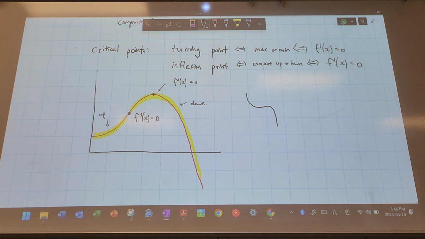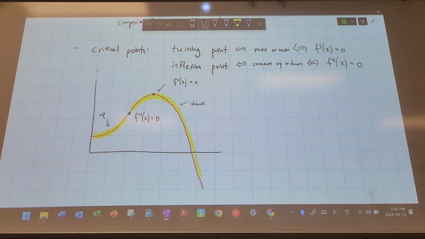Like a sine function, or a cosine function. Sine functions have no inflection points. Never mind, it's okay.